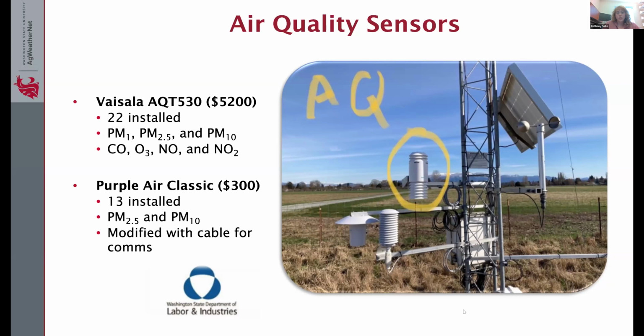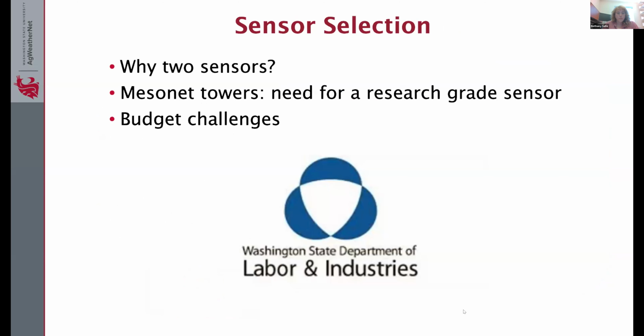The second sensor we're using is the Purple Air Classic sensor, which is valued around $300, and we currently have 13 of these installed around the state. They only collect PM 2.5 and 10, and we also had to modify these sensors with a cable so we could connect them to our data loggers and we don't have to go through the Purple Air server.